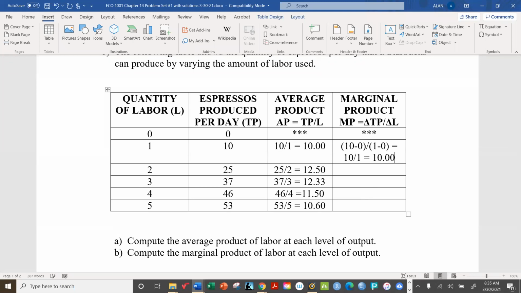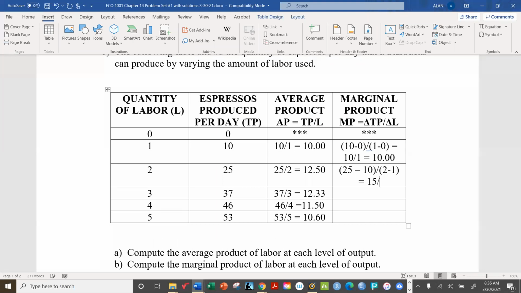Okay. So in other words, 10 minus 0 means the difference between the 2 levels of espressos divided by the change in labor. So for the next one then, based on that logic, we'll have 25 minus 10. In other words, the espresso went up by 15 when we increased our labor from 1 to 2. So that ratio works out to be 15 over 1, which is just 15. So you can see initially it is going up as we expected. And then pretty soon it should start falling.